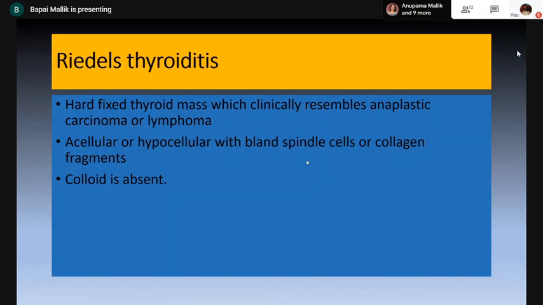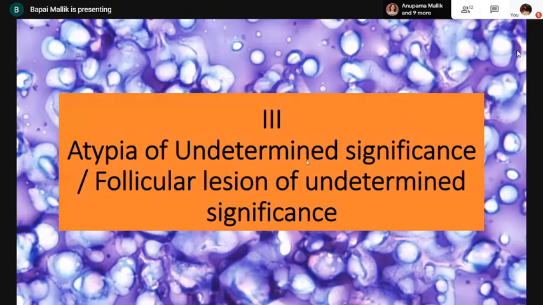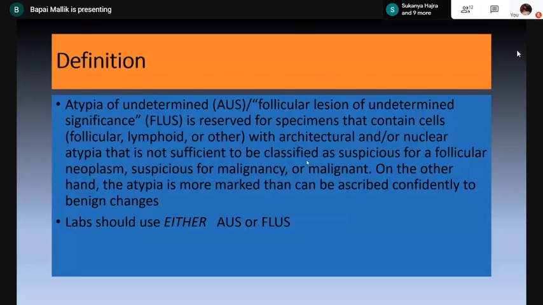Next, the last two categories we shall be dealing with now. First is this particular category, atypia of undetermined significance or follicular lesion of undetermined significance. And as the recommendation goes, you should try and choose one of these two, whether it is a follicle predominant lesion or not. For your lab, choose one and stick to that.